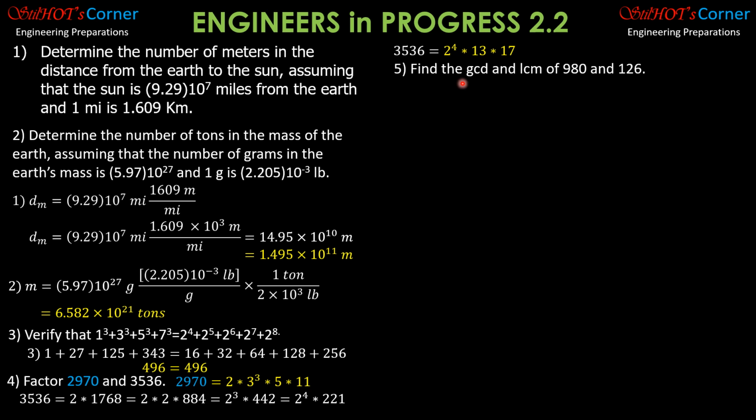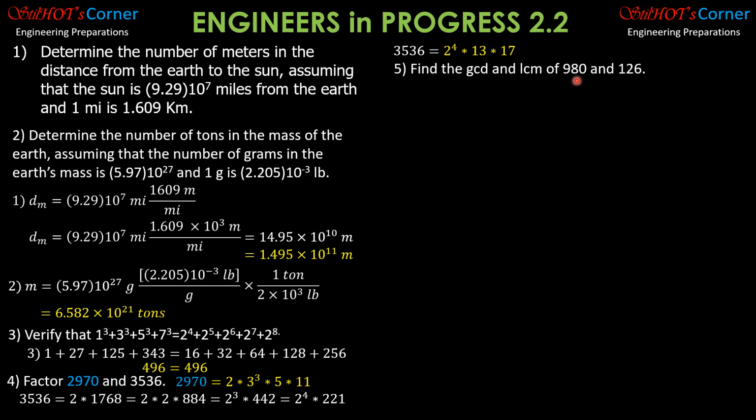Problem 5, find the greatest common divisor and the least common multiple of 980 and 126. Remember that for the GCD, we collect common factors with the least exponent, then get the product. For the LCM, we collect the different prime factors with the highest exponent and obtain the product.